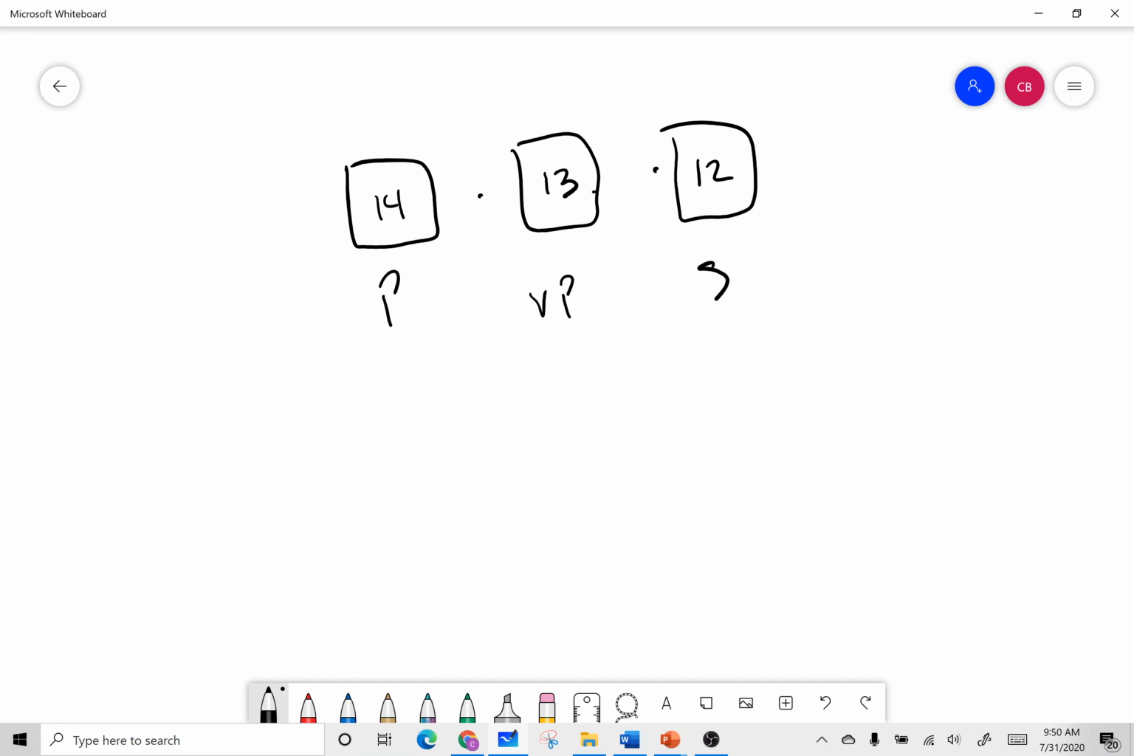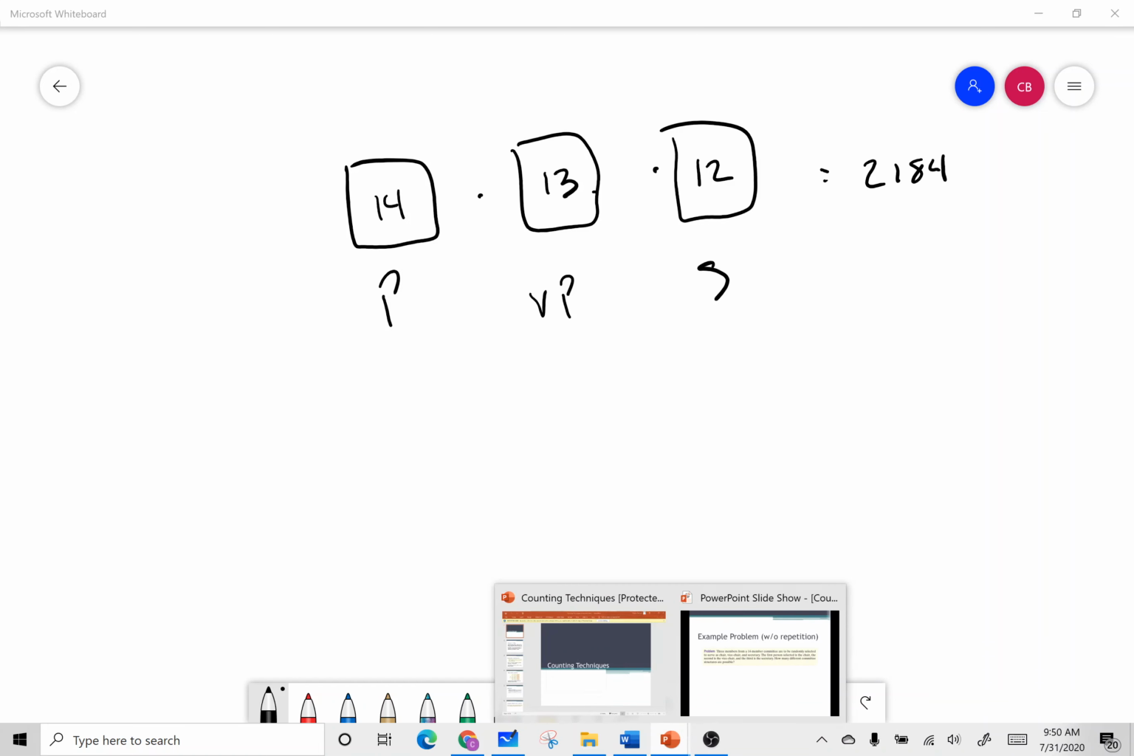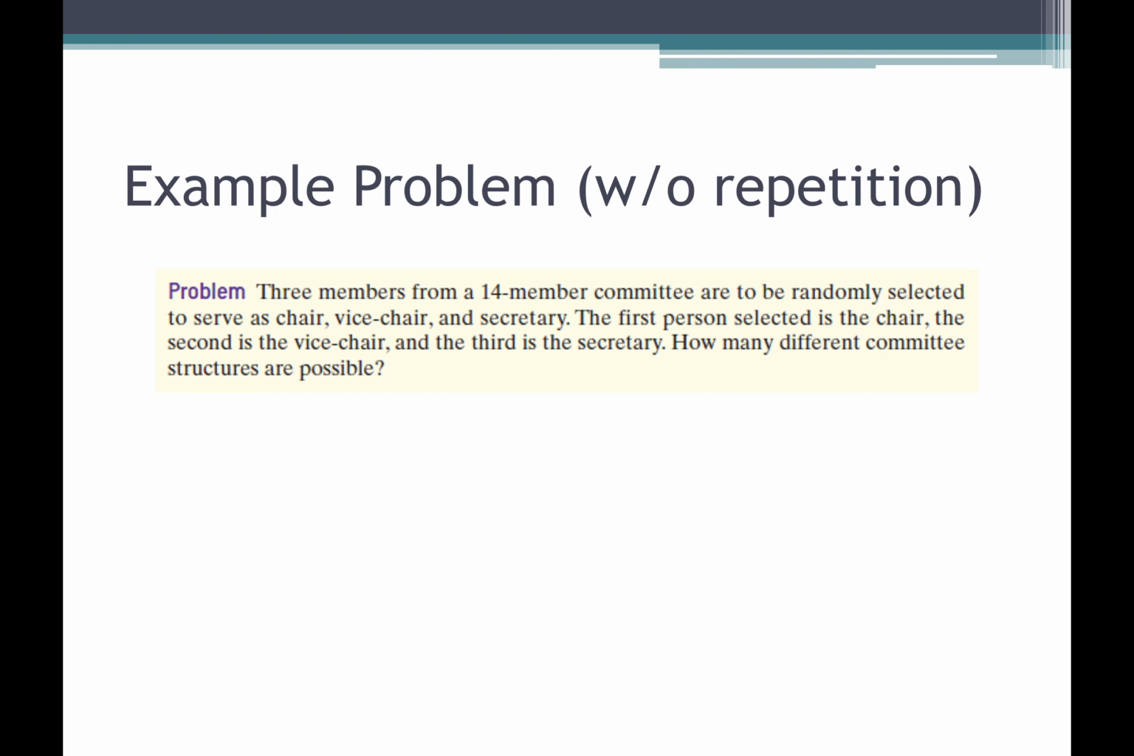we have 2,184 ways to choose a committee of 14 people from 14 people of 3 important positions. Okay, so that's taken care of.